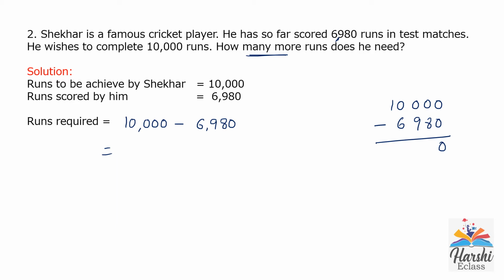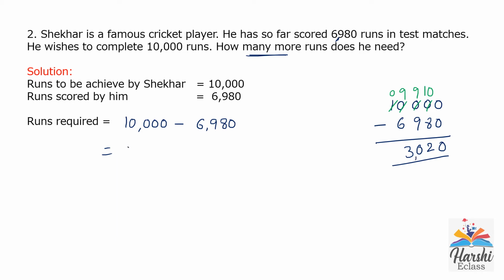Here also 0. Then what we will do? We will borrow from this 1. Then it will become 0 and it will become 9, 9 and this number will become 10. So now 10 minus 8 is equals to 2. 9 minus 9, 0. 9 minus 6, it will be 3. How many runs he need to complete? 10,000. 3,020 more runs he need to complete the 10,000 score.